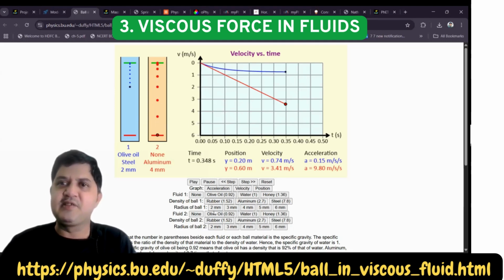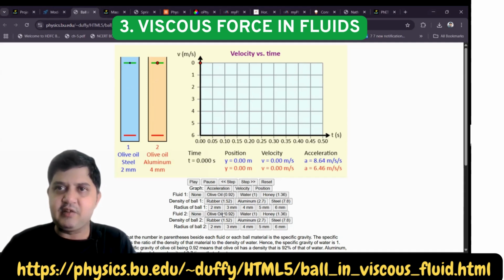Okay, or maybe let me use the same fluid. Let me use olive oil here, and here also I use olive oil. In one of them I use a 2 millimeter ball, and for the other one, what did I use here? I used steel here, right? Steel 2 millimeter, and once again I'll use steel, and I'll use a 6 millimeter, and see what difference it makes based on radius.